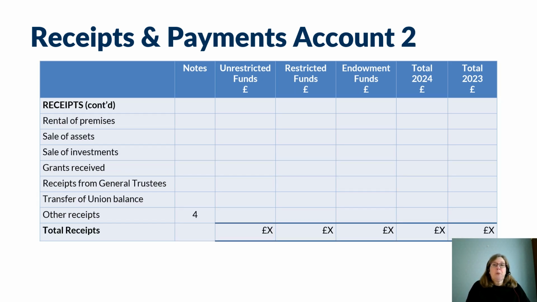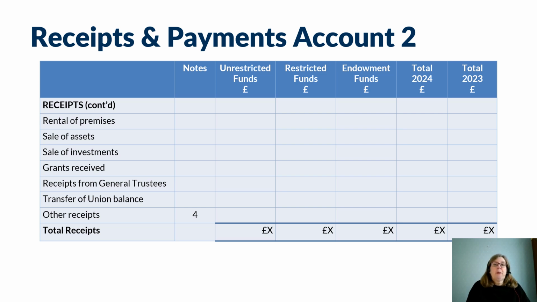Moving on to the second part of the receipts and payments account, and you'll see that we're still within the section on income, reflecting the huge variety of sources of income you might have. We have headings to record the proceeds from the sale of investments and from the sale of assets, which is one of the main differences between receipts and payments accounts and accounts prepared under the accruals basis, which would only record the profit or loss on disposal of assets and investments.